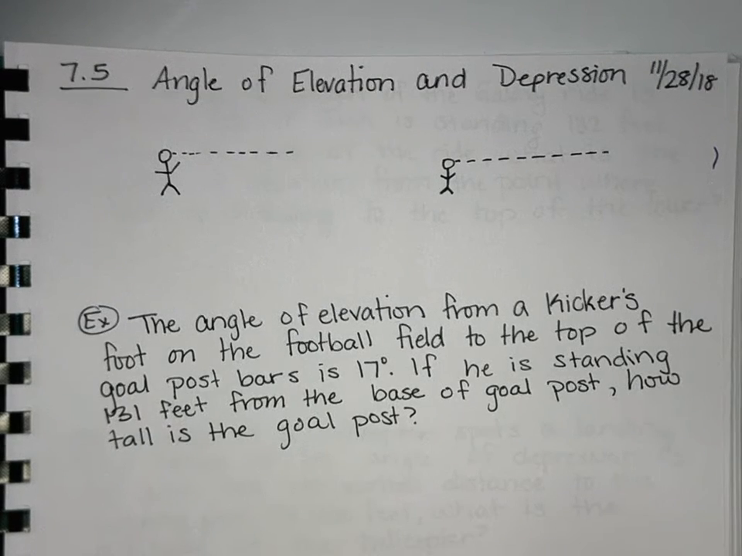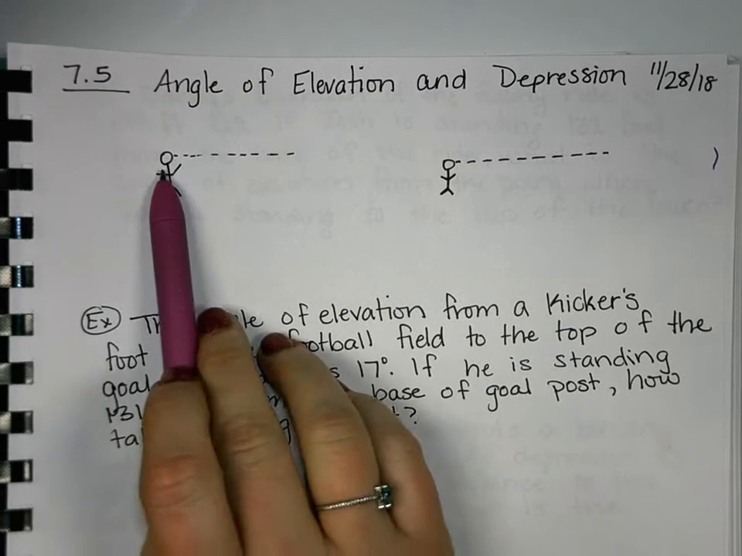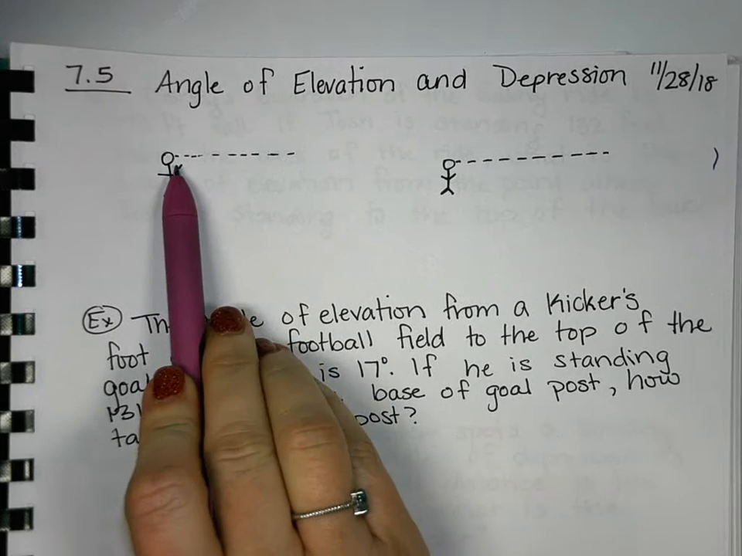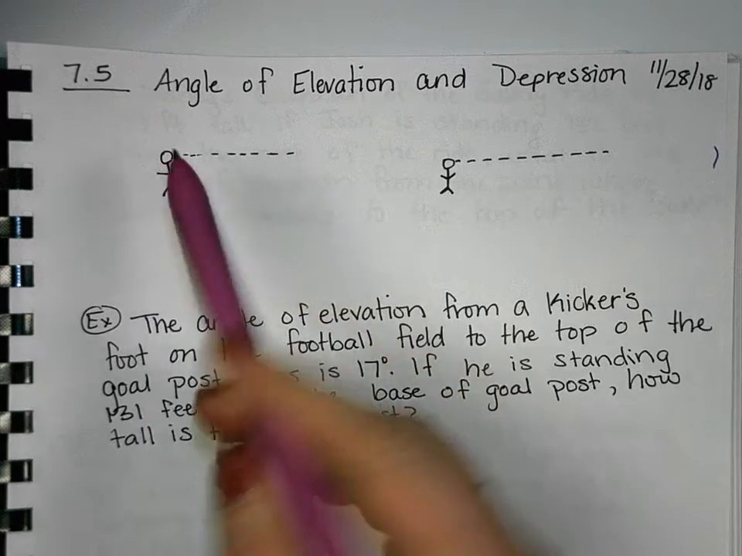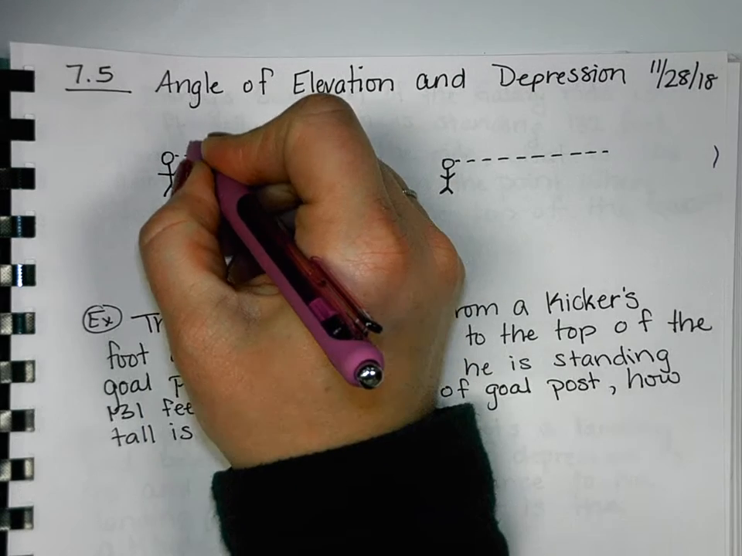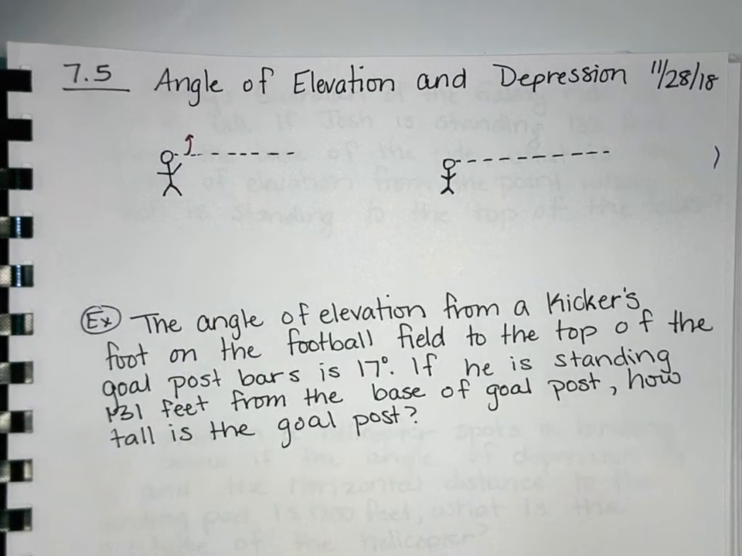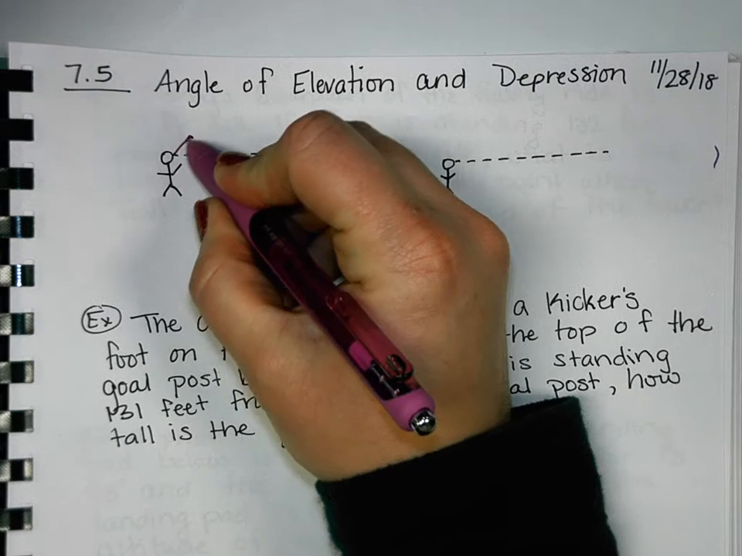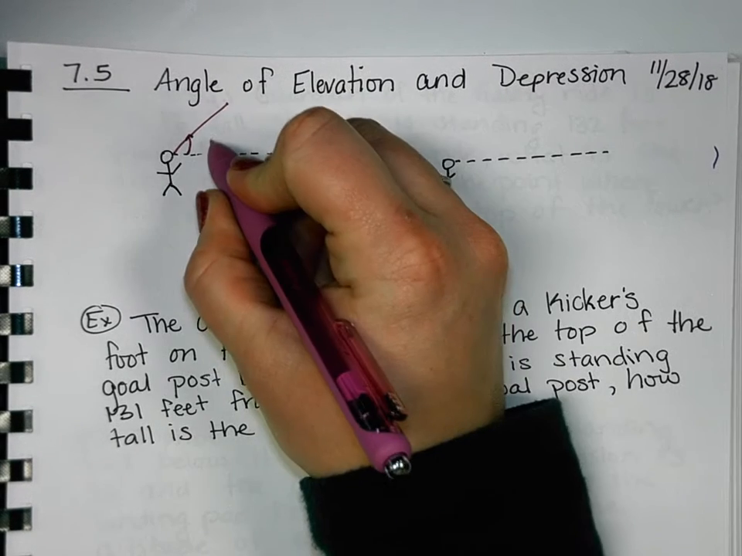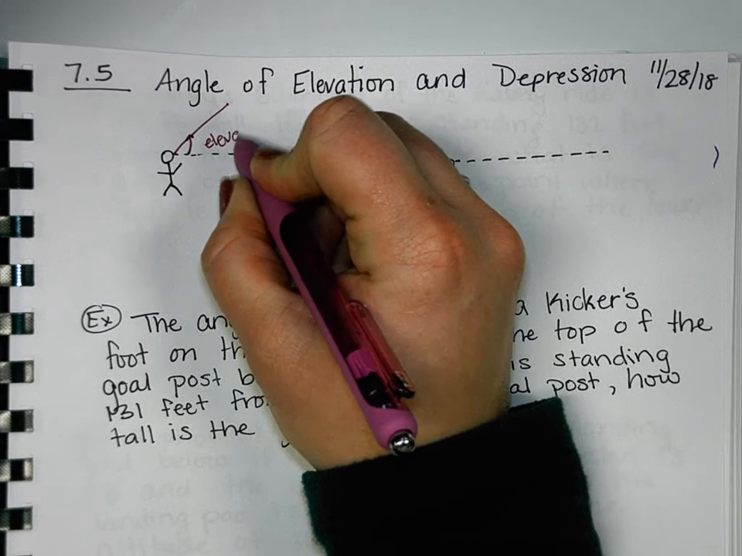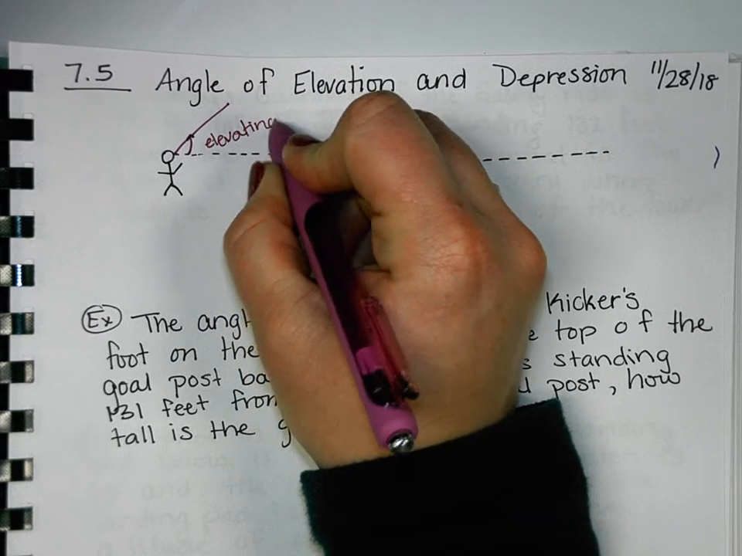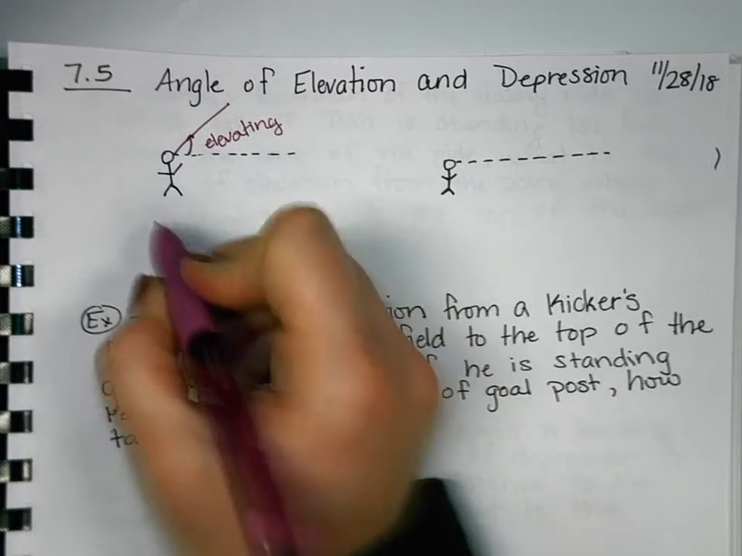So when we think about angle of elevation, think of when you're looking straight ahead. So this dotted line is you looking straight ahead. If you were to look up, so your eyes go up to the sky, you're elevating your eyes, so that's called an angle of elevation.